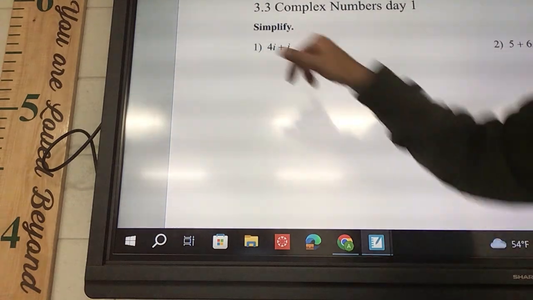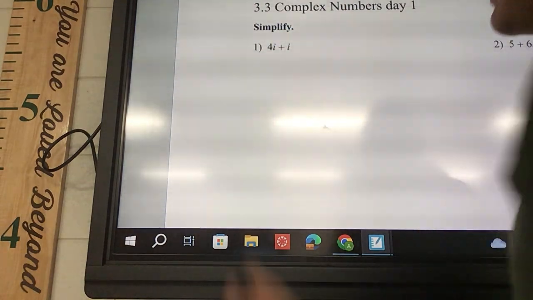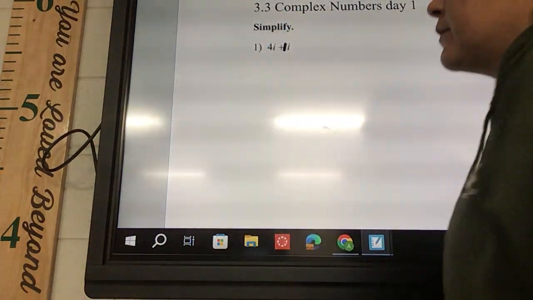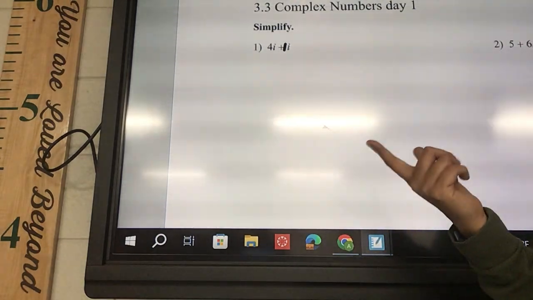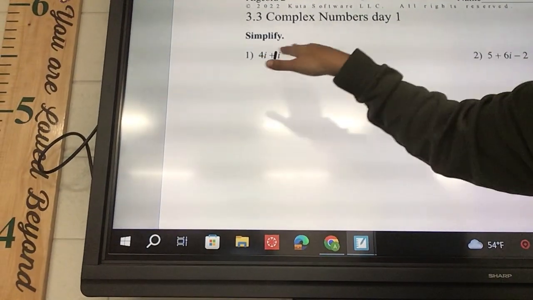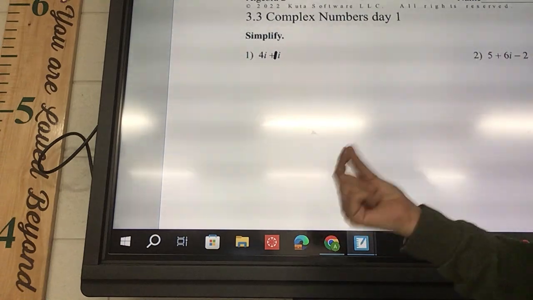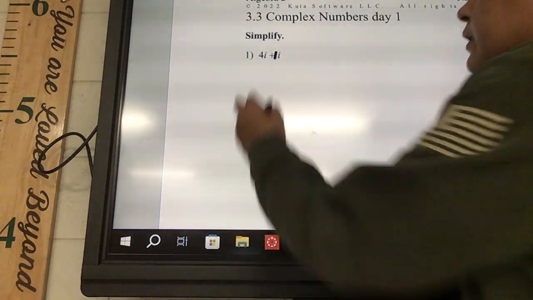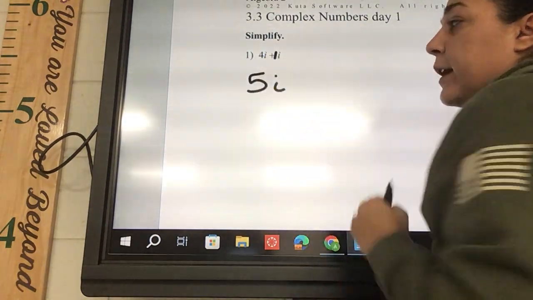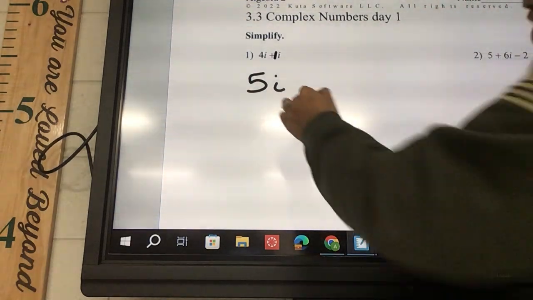First of all, if there's no number in front of an i, it's a 1, just like if it was an X. You can kind of think of those like X's. This one has an i and this one has an i, so we can put the number parts together. 4 plus 1 is going to be 5i, and this one is done.